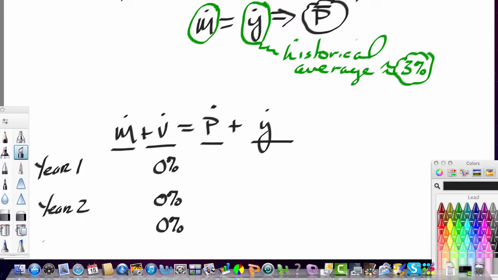So we're going to set up three hypothetical years, year 1, year 2, and year 3. Let's say that we grow the money supply, we're the central bank, we grow the money supply at a rate equal to roughly 3% a year.